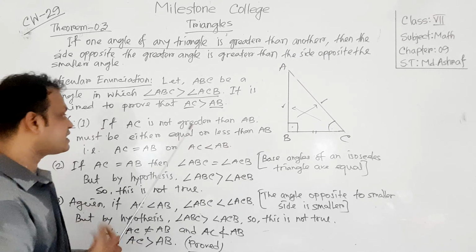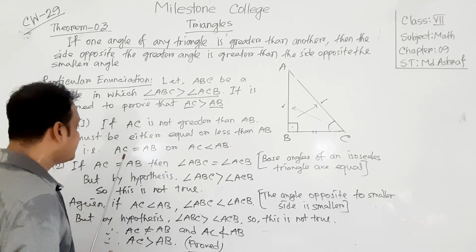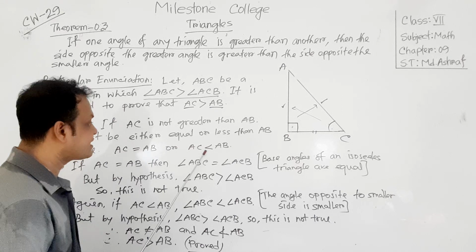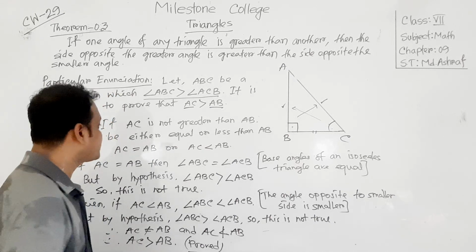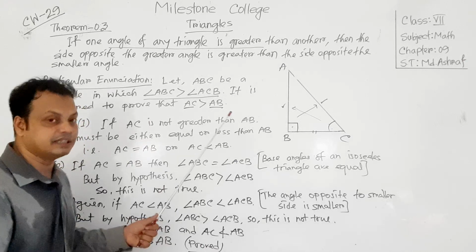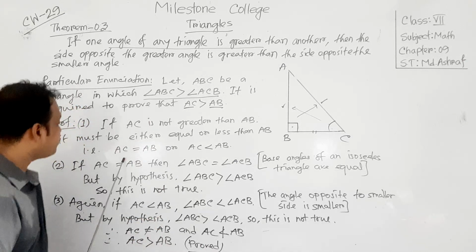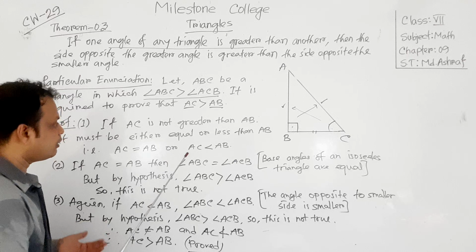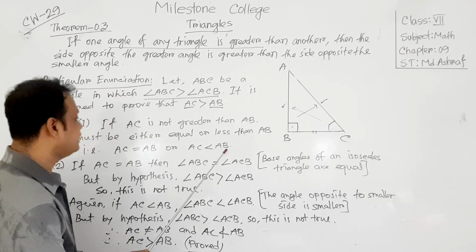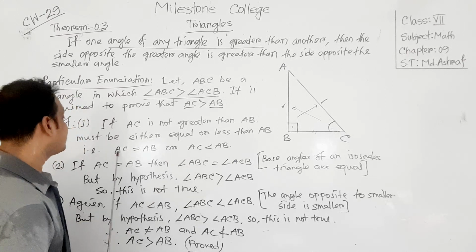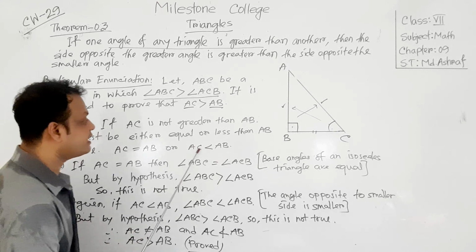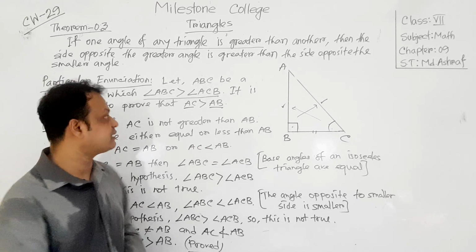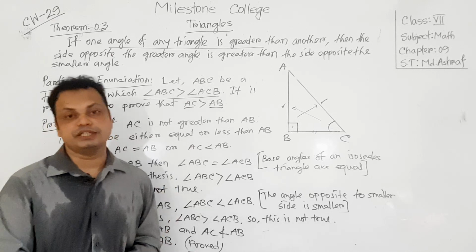So now we will check whether AC and AB are equal, or AC is less than AB. If we find that neither is satisfied, then we can tell that AC is greater than AB. If we cannot show AC equals AB or AC less than AB, then we will conclude that AC is greater than AB.